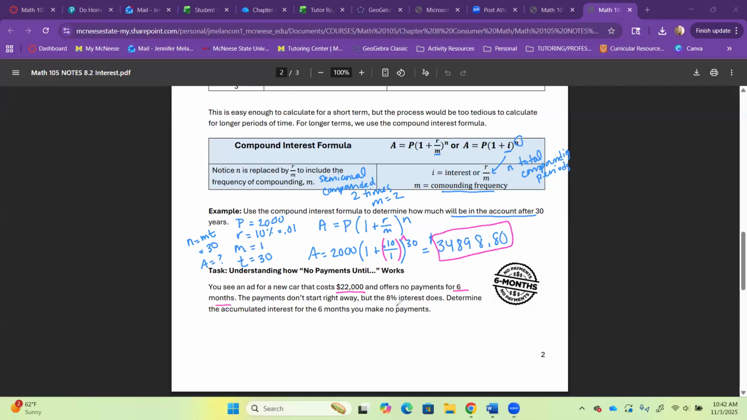So the payments don't start right away, but the 8% interest does. And if you're buying a car, I think that is pretty close. That might be a little high now, unless it's a used car or unless you don't have a very good credit score. But we'll go ahead and say 8% because of inflation. Anyway, determine the accumulated interest for the 6 months you make no payments. So we want to know how much interest is accumulated when we make 0 payments.